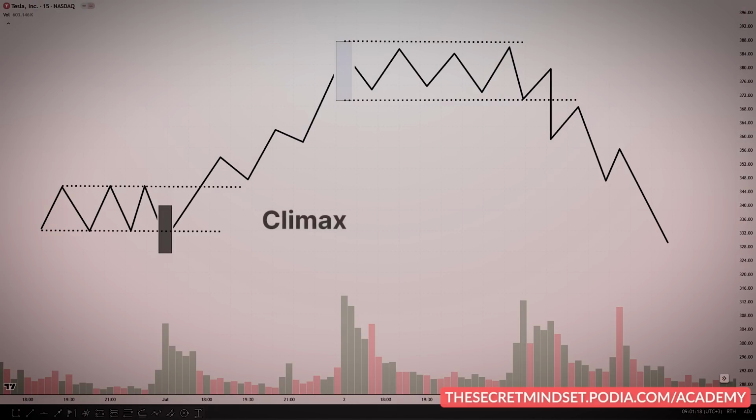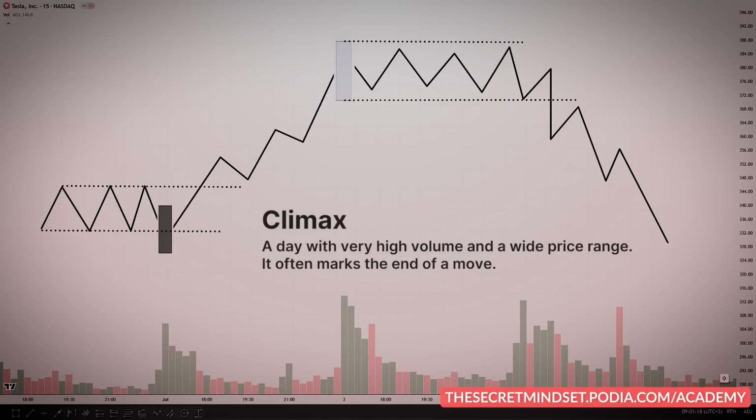One common pattern is a climax. This is a day with very high volume and a wide price range. It often marks the end of a move. In a downtrend, it might be a selling climax, marking the end of the drop.